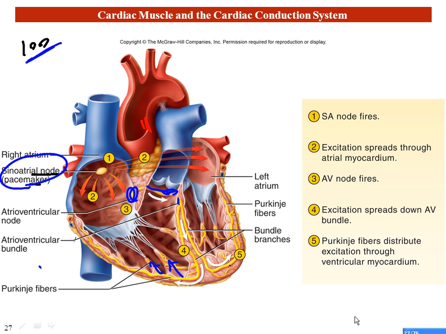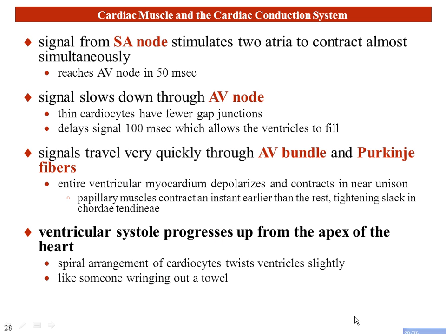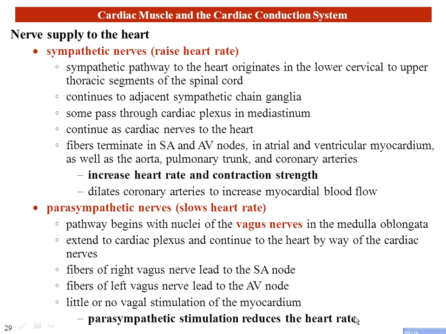Now, if any of these other components take over the pacemaking duties, that's called an ectopic pacemaker. Ectopic just means misplaced. This happens when there's some type of damage to the SA node, and this is usually when somebody has to have some type of pacemaker set in. So this next slide basically discusses what we went over.